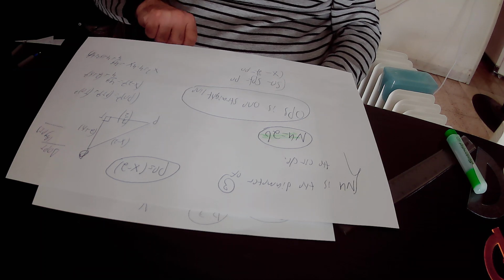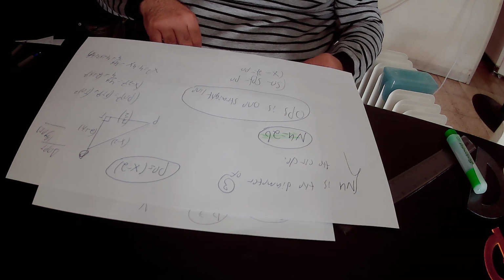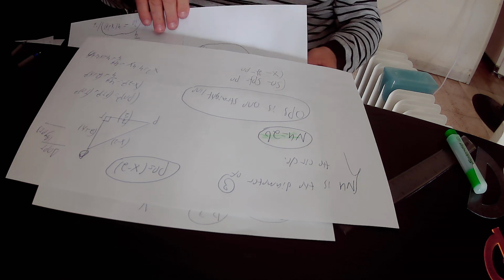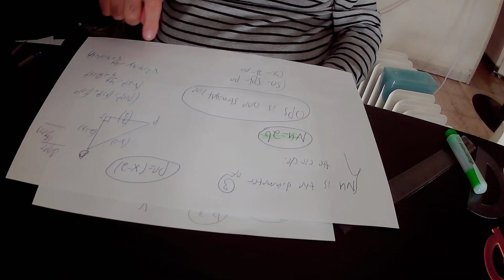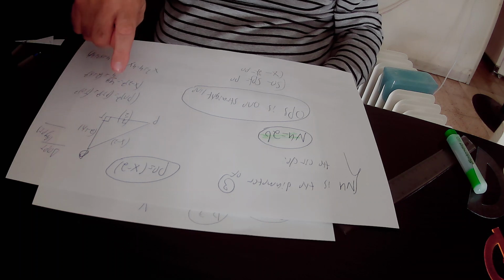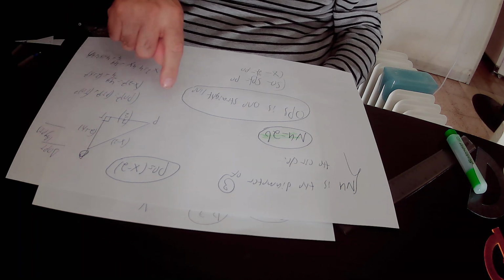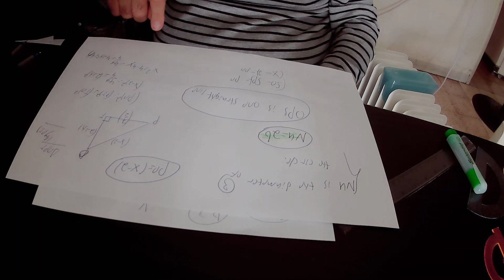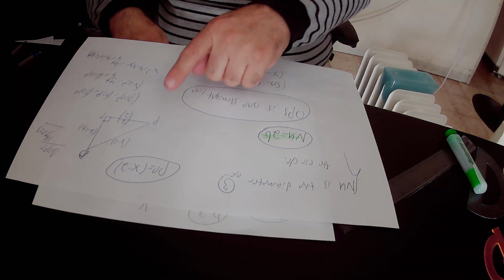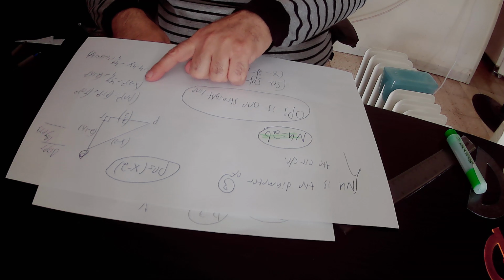According to the Pythagoras theorem, in the right triangle OPT, PO square equals PT square plus OT square. Again, PO square equals PT square plus TO square. PO is X minus 2, therefore PO square is X minus 2 square.